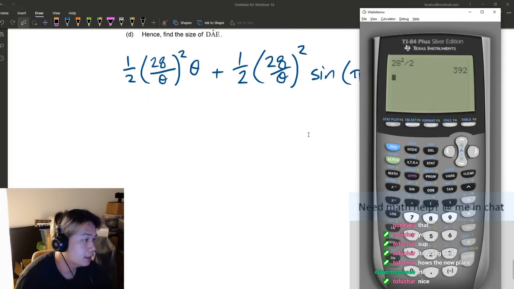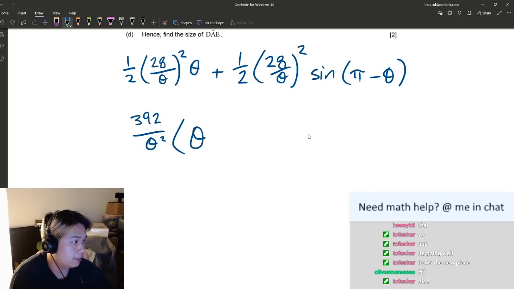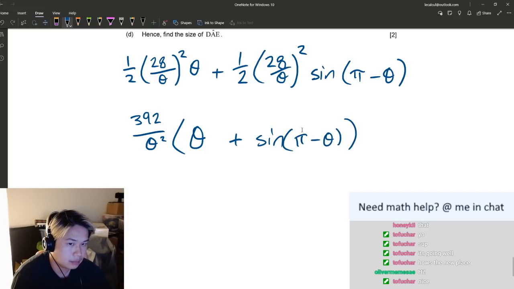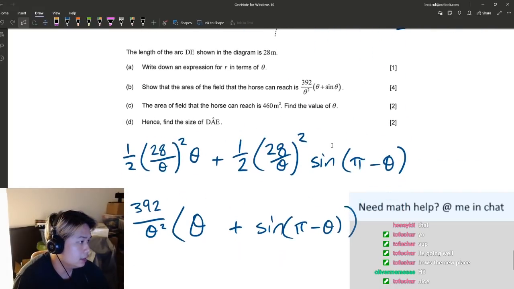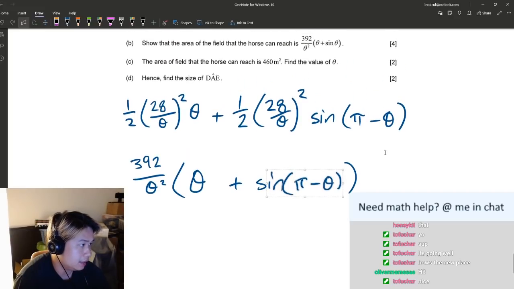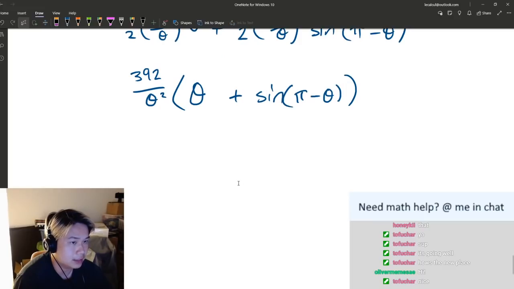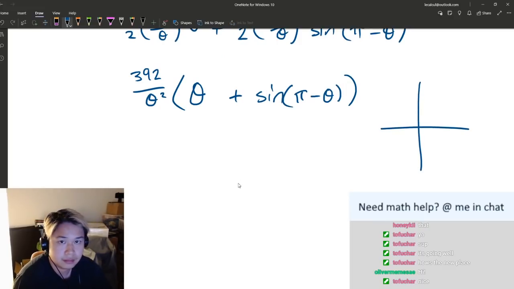Okay, so 392 over theta squared, and then you're going to have theta plus sine of pi minus theta. Okay, so you can see we're basically done. There's one little thing. You need to realize that sine of pi minus theta is the same as sine theta. There's lots of ways to show this, but I think this is the easiest way.